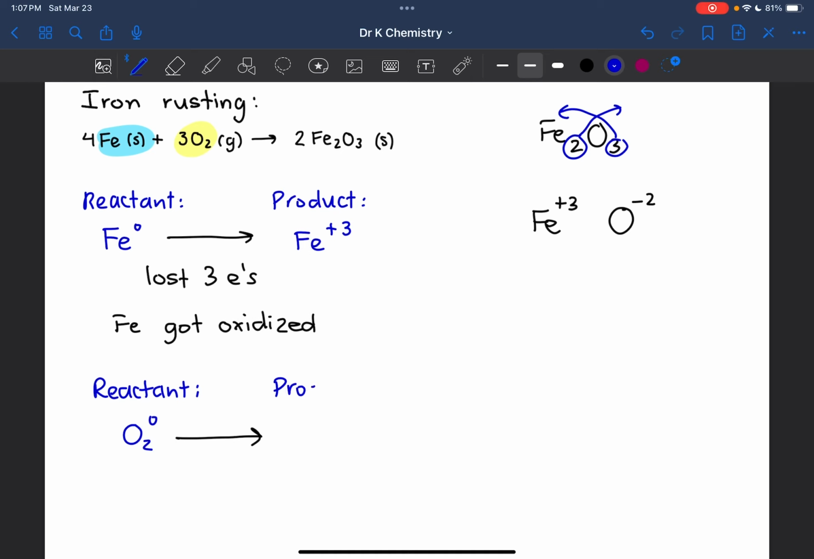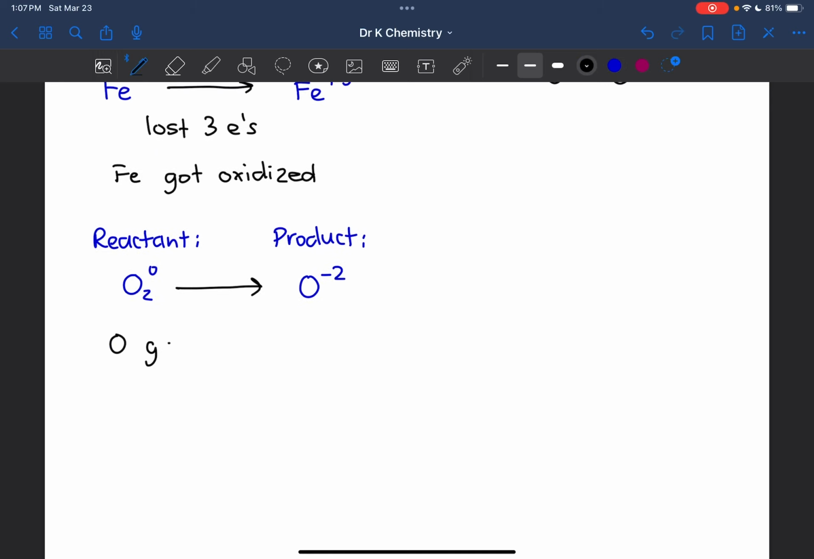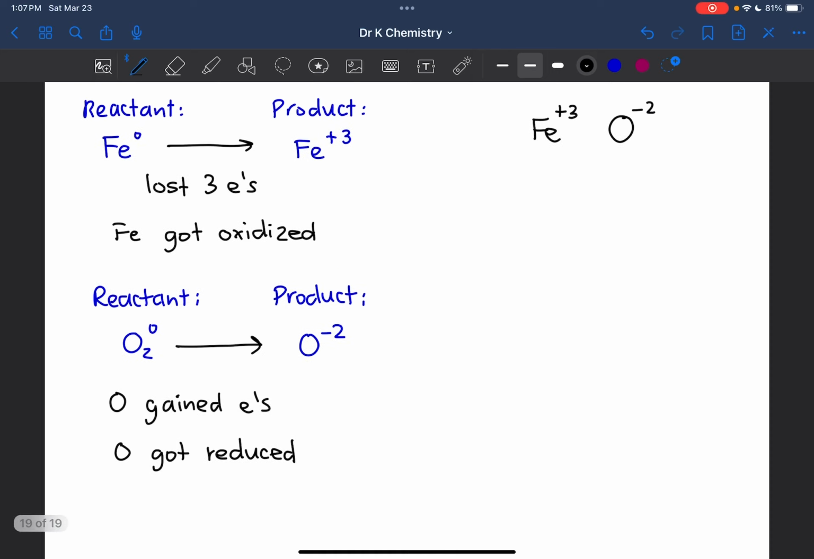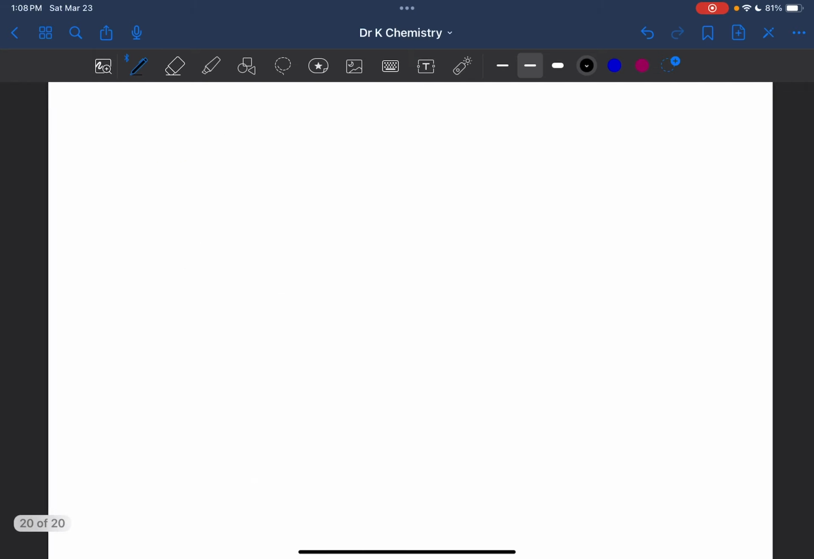On the product side, we end up with oxide with a -2 charge. Well, in order to end up with a -2 charge, it means it gained electrons. So oxygen gained electrons, and since it gained electrons, it means oxygen got reduced. So that is how you can handle that type of problem and identify what is being oxidized, what is being reduced. Let's try one more.